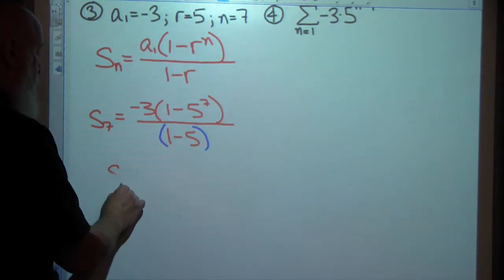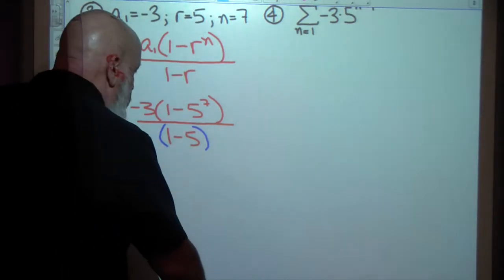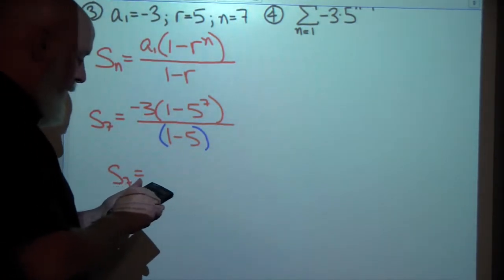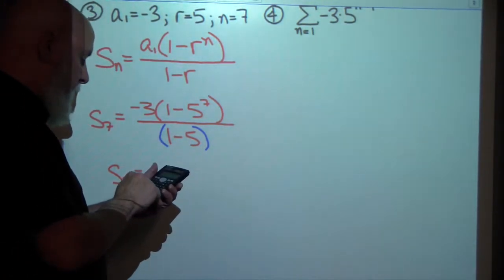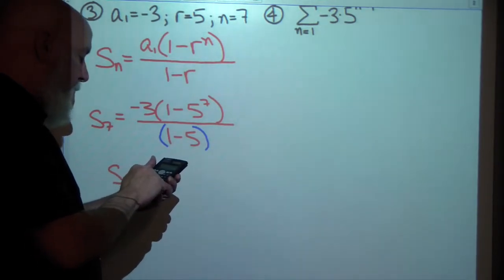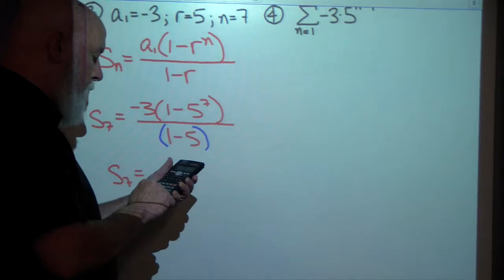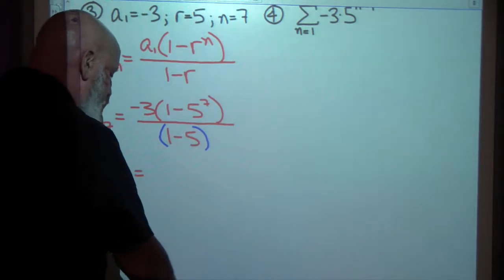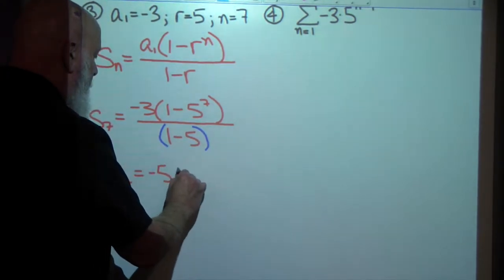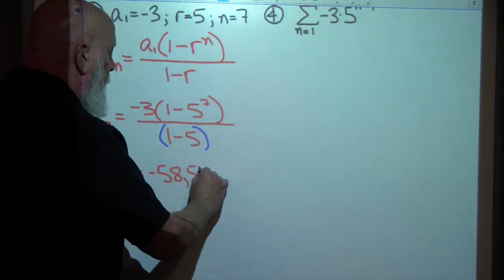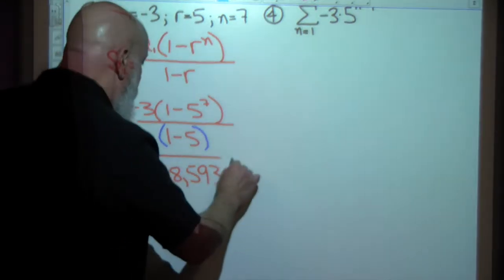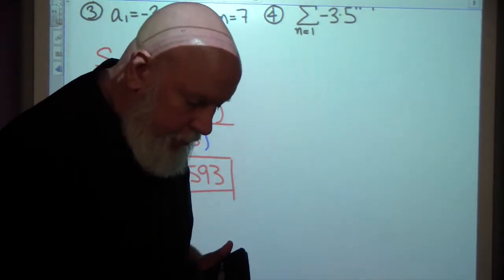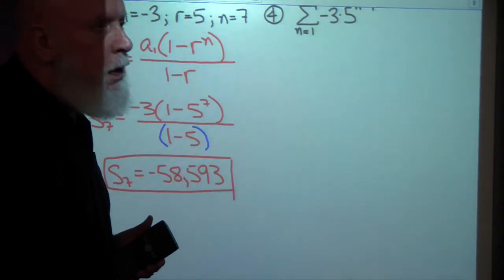Okay, so we'll wind up with the sum of 7 terms being whatever we get here. Let's see if we can get it. -3 times the quantity 1 minus 5 to the 7th, close, equals, divided by, equals, I got -58,593. Is that right? I would like to think so. Let's take a look and see. Yay! So far so good.